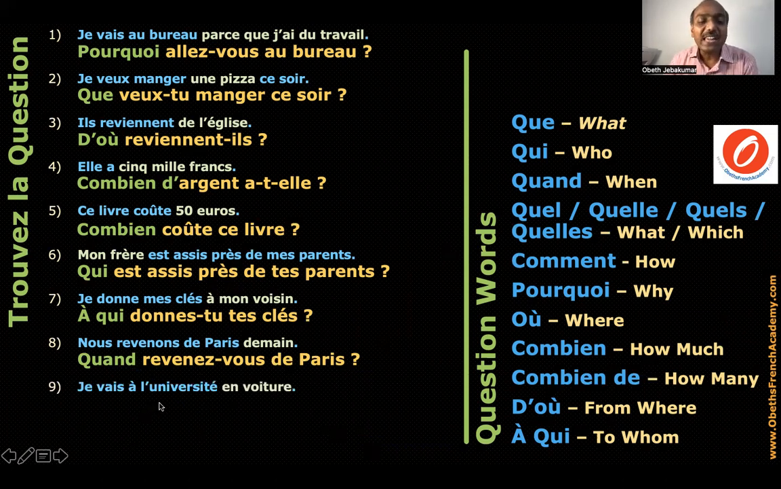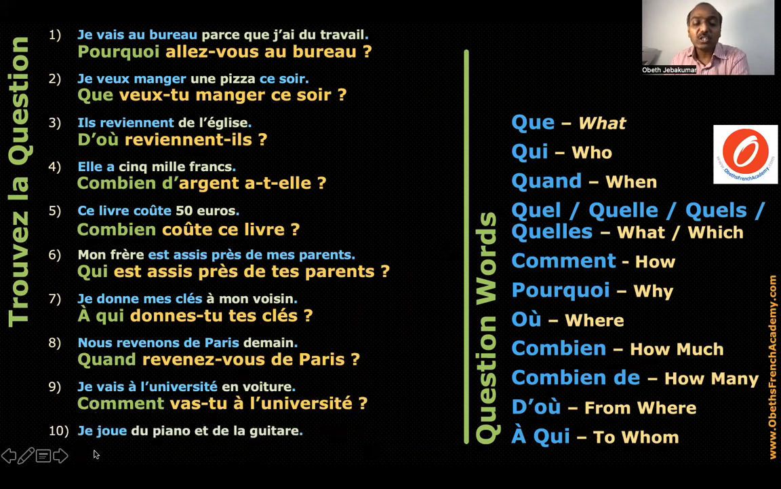Number 9. Je vais à l'université en voiture. I'm going to the university by car. So en voiture is by car. So your question will be, how do you go to the university? Comment vas-tu à l'université? So the verb is aller. When the subject is je, it is V-A-I-S. But when the subject changes from je to tu, the verb also changes from V-A-I-S to V-A-S. Comment vas-tu à l'université? How do you go to the university?